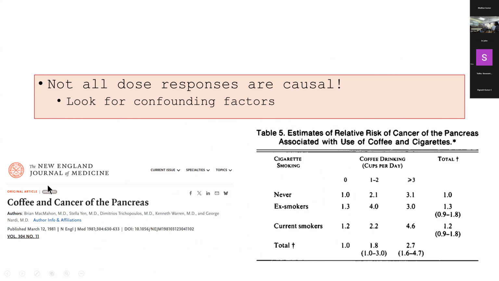But you must understand that not all dose responses are causal. You must look for confounding factors before you actually rate up. For example, this was a study which actually told that coffee is associated with pancreatic cancer. So what they did was, they looked at the patients who had never smoked. They also looked at the patients who had smoked. And in both of them, you see that the more coffee they drink, the more is the incidence of pancreatic cancer. Actually, the study was later refuted. Multiple studies could not replicate this finding, and they found that actually coffee and cigarette smoking was a confounder in this design.